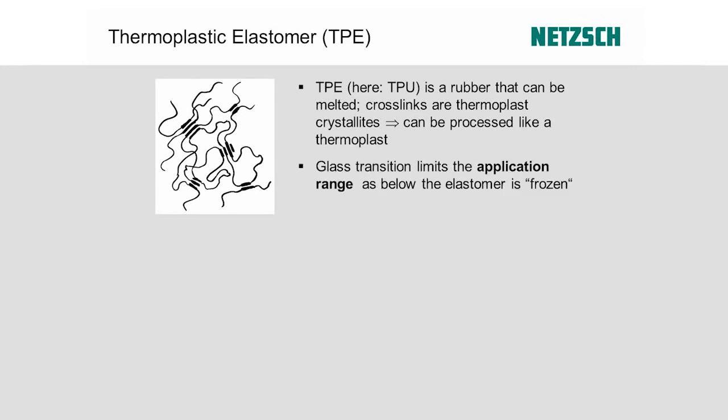So what is the question here? The question is about the glass transition. Why do I look at the glass transition temperature? Because the glass transition limits the application range of my elastomer, because we know that below the glass transition temperature my elastomer will lose its rubber properties, so it will just be frozen. So this glass transition will limit my application range.